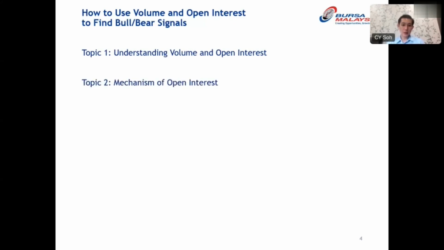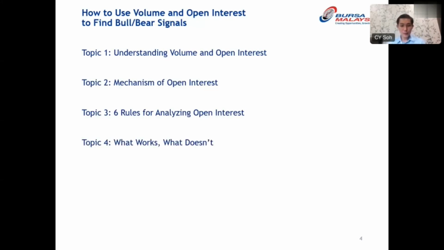Then, in the second topic, you need to understand how open interest actually works. What is the calculation behind this? With the third topic, I'm going to share with you the 6 basic interpretations for open interest with some examples, so that you can grasp and see the value of this technique. And lastly, I'm going to share what works and what does not work for open interest in the Malaysia market.